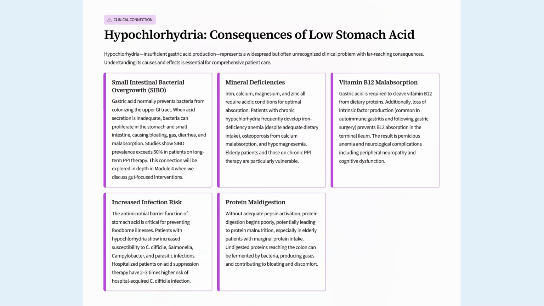Hypochlorhydria, or low stomach acid, has significant clinical consequences. Reduced acid production impairs protein digestion, leading to malabsorption of amino acids. It decreases the absorption of minerals like iron, calcium, and magnesium. The loss of antimicrobial defense increases susceptibility to infections. Bacterial overgrowth can occur in the stomach and small intestine. Vitamin B12 deficiency may develop due to impaired intrinsic factor function. These effects can cascade into broader health problems.